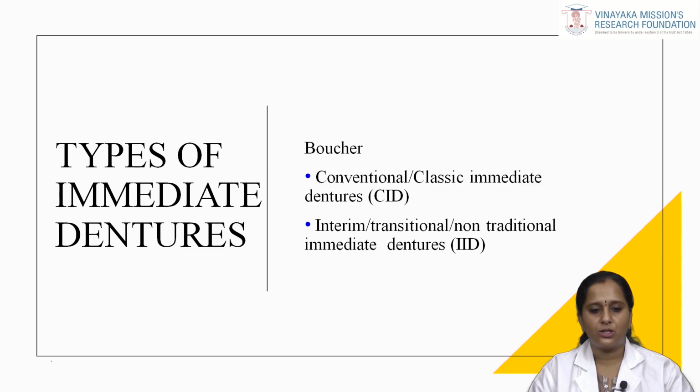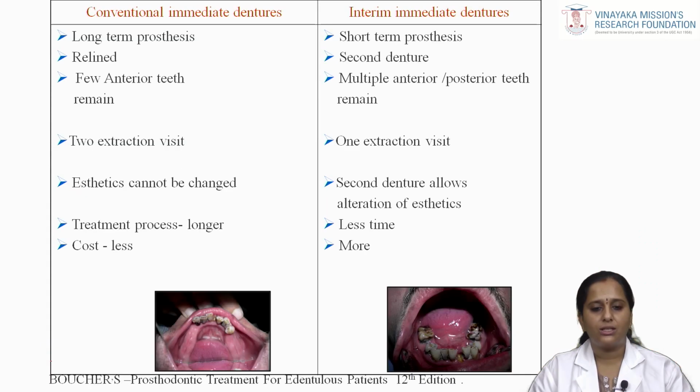According to Boucher, the types of immediate denture are the conventional or classic immediate denture, and the interim or transitional or non-traditional immediate denture. So what are the differences in these? A conventional immediate denture is for a patient who has been posteriorly edentulous for a long period of time, and only the anterior teeth are mobile and have to be replaced. In this case, we can go for a conventional immediate denture. As the posterior region is already healed, it is easy for us to give an immediate denture for these kinds of patients.